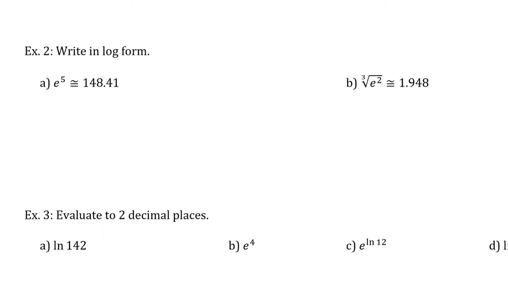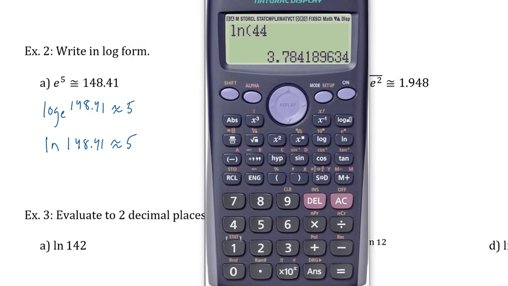Okay, write in logarithmic form. The base is e, the base stays the same. That means I'm going to be taking the ln. That means this is log base e, base stays the same, of 148.41 will be approximately 5. Okay, but log base e, we don't write it that way. We write ln of 148.41 will be approximately 5. And I am saying approximately because I've rounded going one way. That means I'd be rounding going the other way, right? So if I punch in 148.41, I better get very close to 5, but not quite 5.